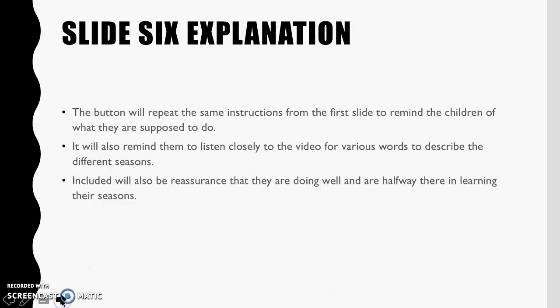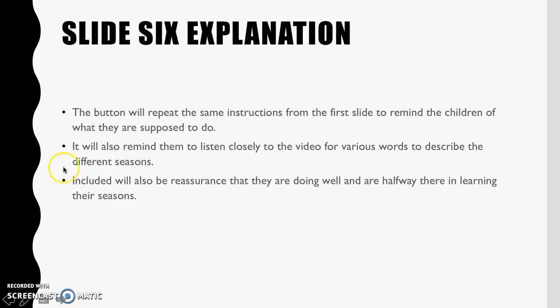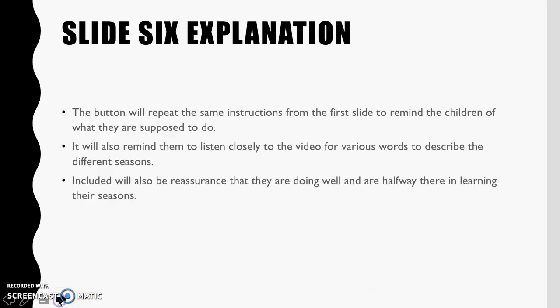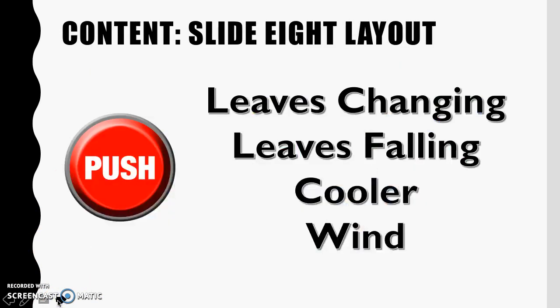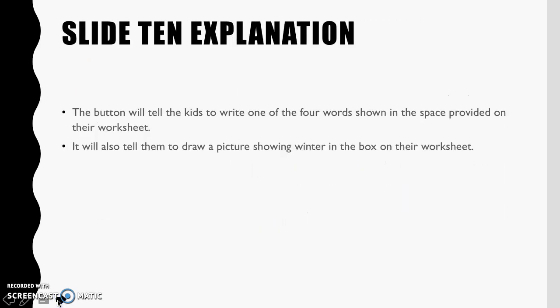Slide 6 is different. Slide 6 is more of a motivational tool for the students. They're able to push the button and see the little motivational picture of kindergartners working hard and at recess. So it kind of gives them motivation to do well on this module, and that's what these bullet points are just describing. Same thing for slide 7 and slide 8, and the same thing for slide 9 and slide 10.